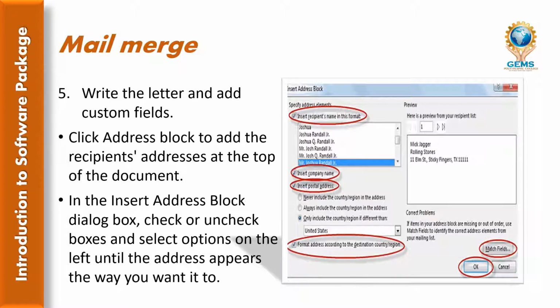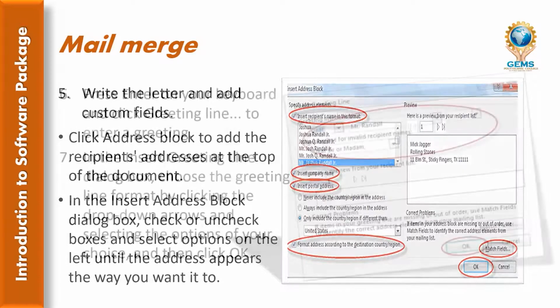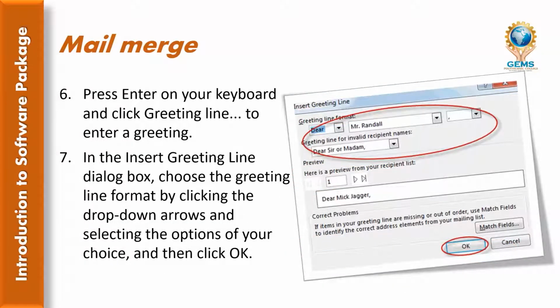These images clearly show how to insert the address block and specify the specific address elements, how to insert the company name or the postal address, and how to format the address according to the destination country or region. You can select all the fields, insert them into your document, and finally you have to click OK.